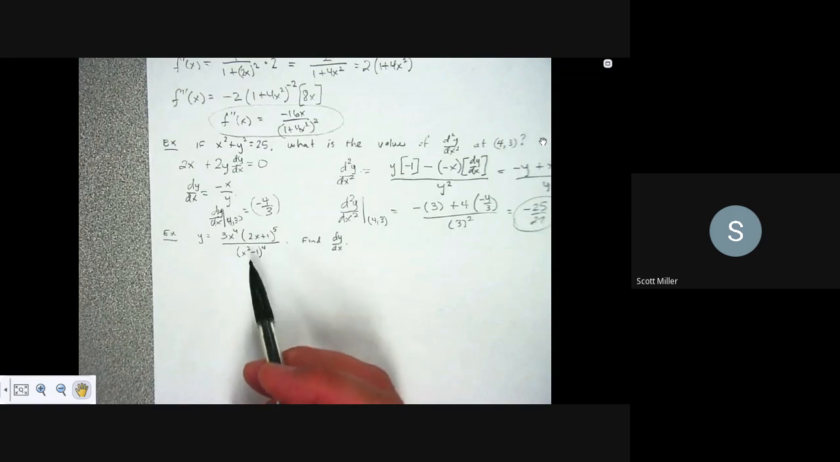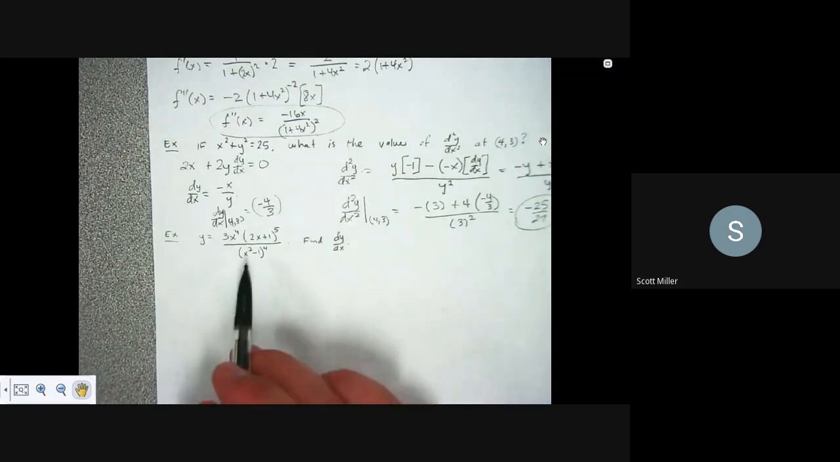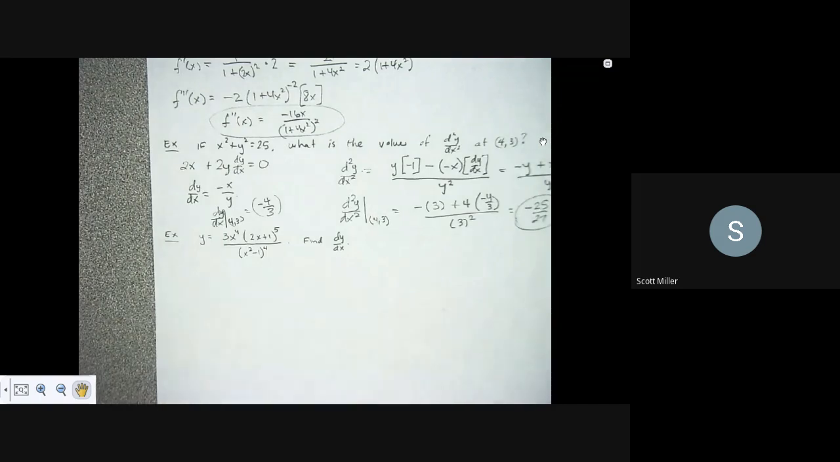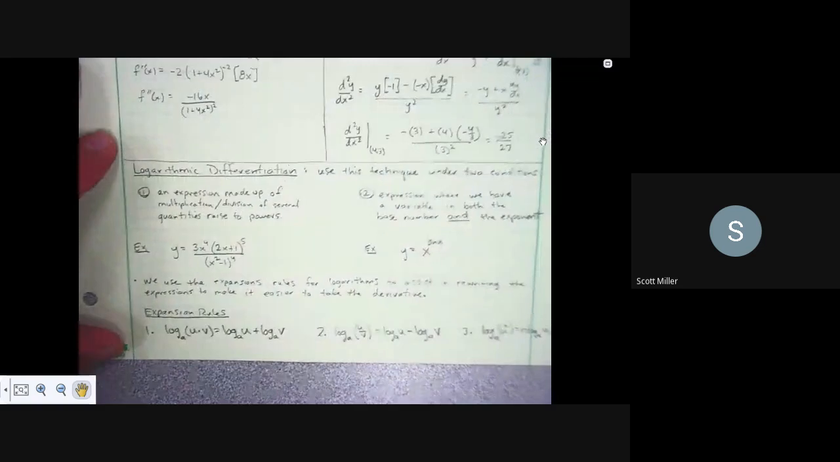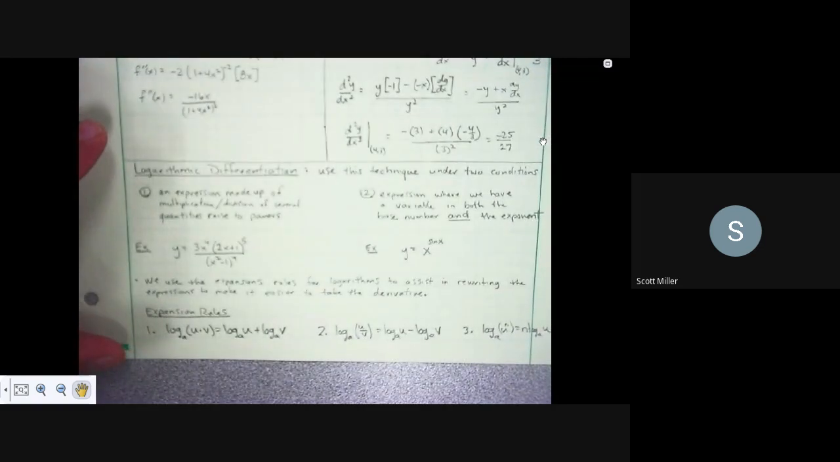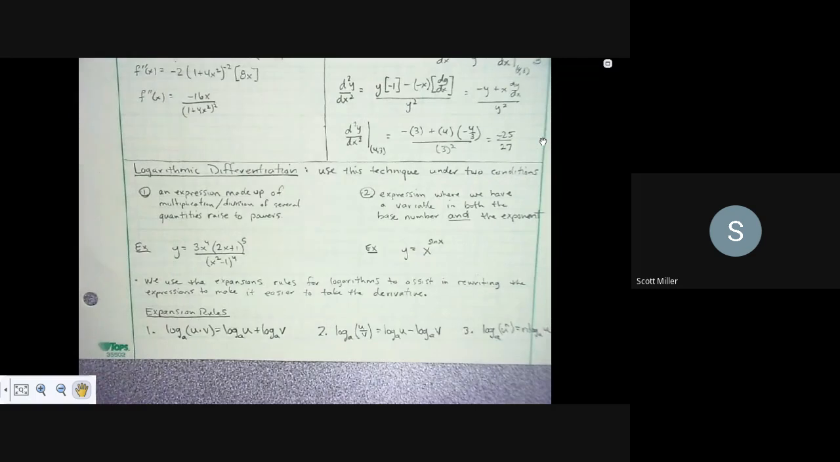If I try to do the quotient rule with this and be very, very careful, this is going to take a lot of room to do. So how do I do that? Well, you need a new technique, and here is the technique. Let me go back here a little bit and zoom in. Hopefully we get it in focus. This is called logarithmic differentiation.